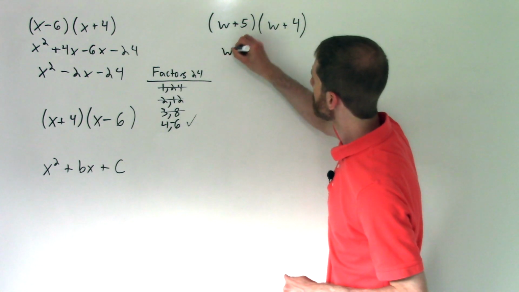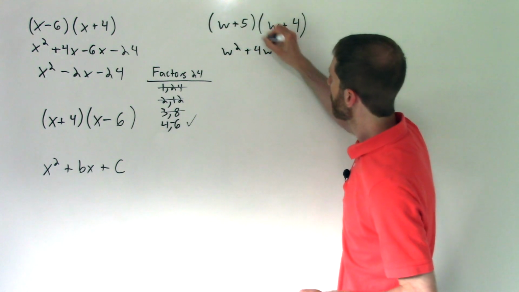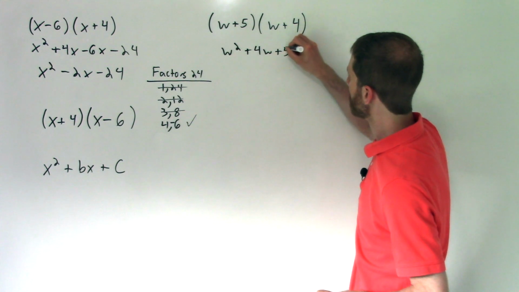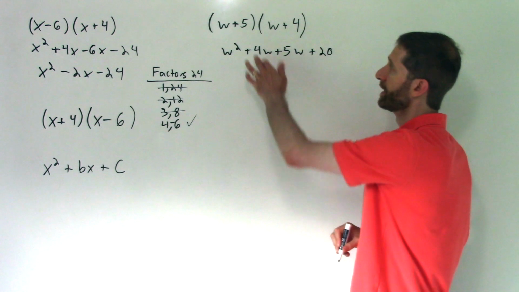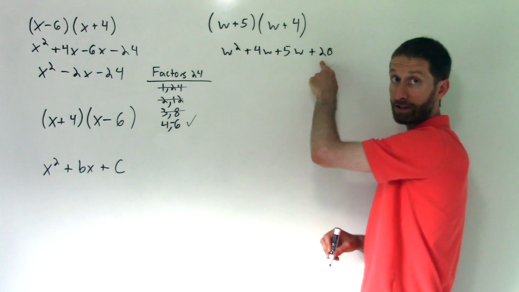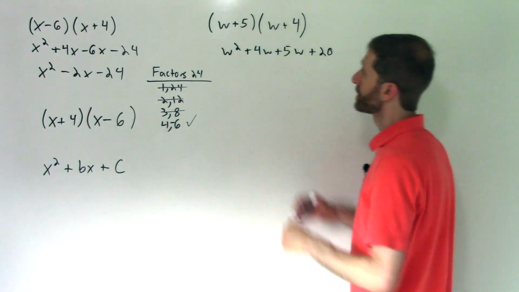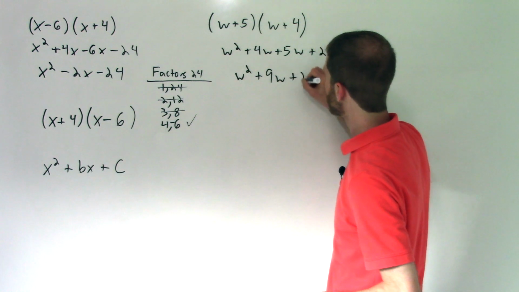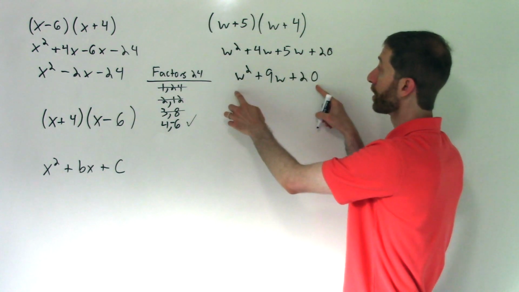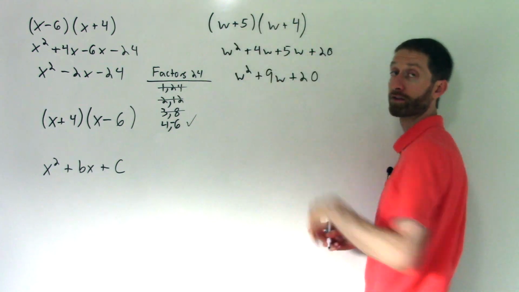We FOIL, we get w squared, w times w. Outer, w times 4 is 4w. Inner, 5 times w is 5w. Last, 5 times 4 is 20. Notice again that 5 times 4 are the factors that give us 20, and they're also then added together. Those are the factors to get us the middle term. So again, to be clear, our problem actually starts here. Our goal is to get from here back to there. And in later problems, I'm just going to give you this and none of that other information.